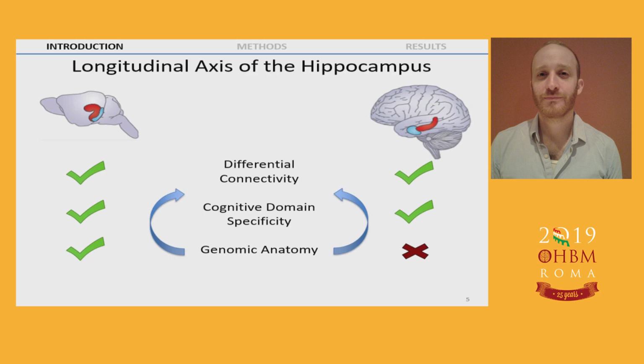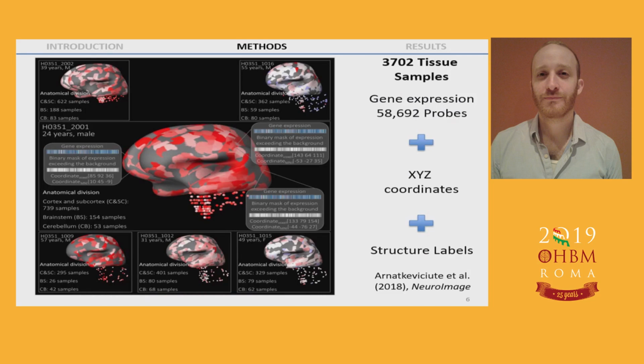To do this, we'll be using the Allen Human Brain Atlas. I'm sure many of you in the room are intimately familiar with this data set, but there are 3,700 tissue samples that have been extracted from the brains of 6 human donors, each of which have undergone microarray gene expression. Each of these tissue samples also has stereotaxic coordinates that let us know, more or less exactly, where the probes were extracted from in the brain.